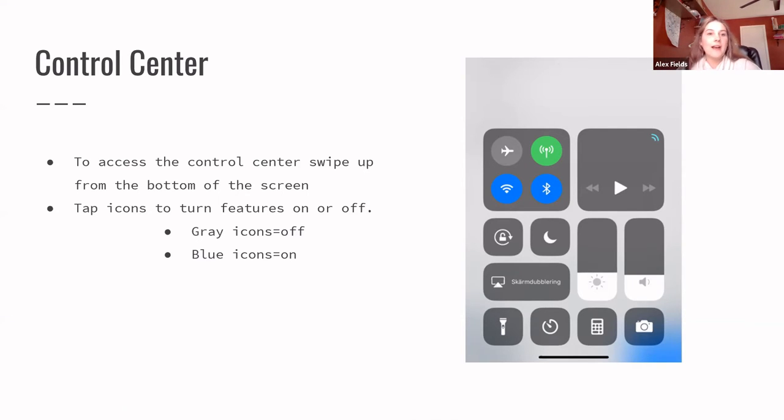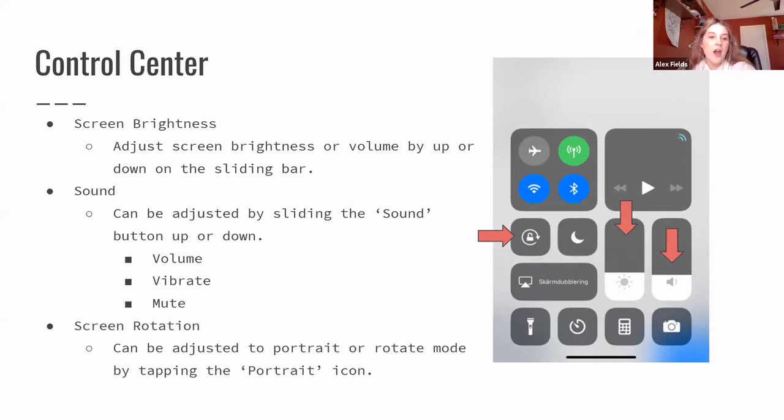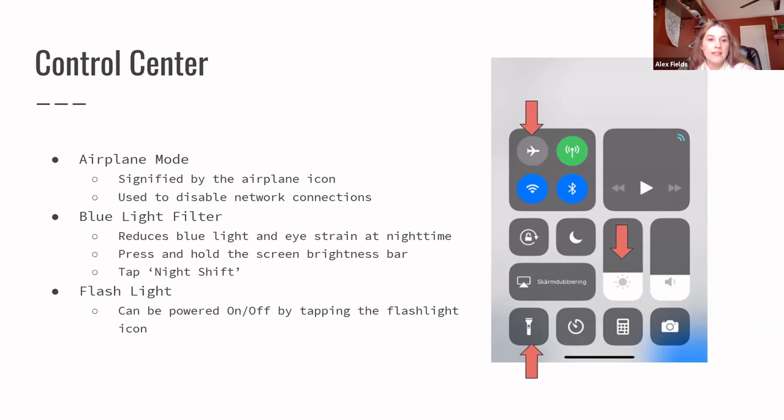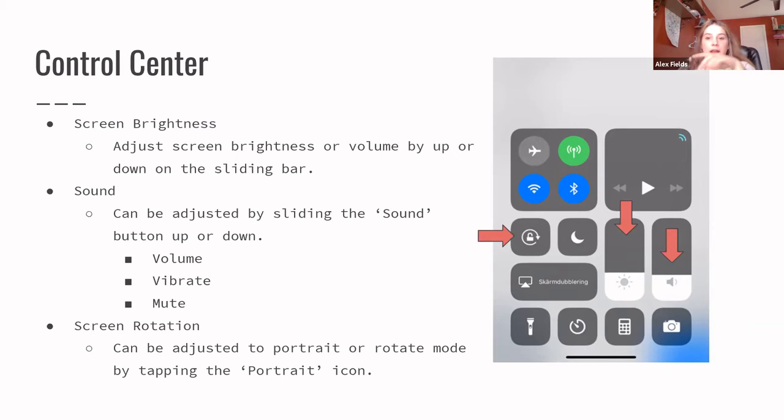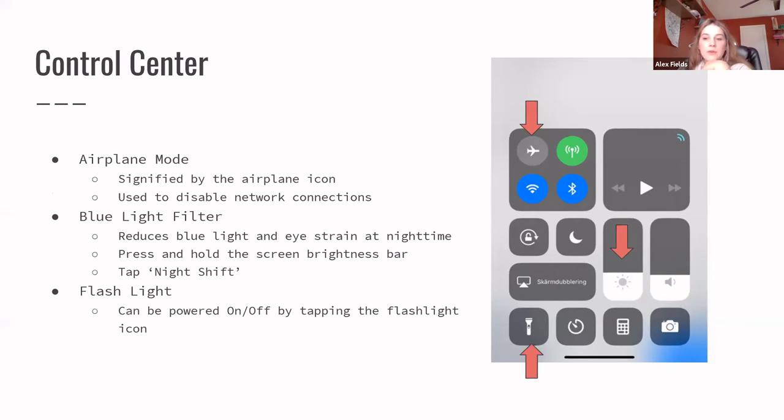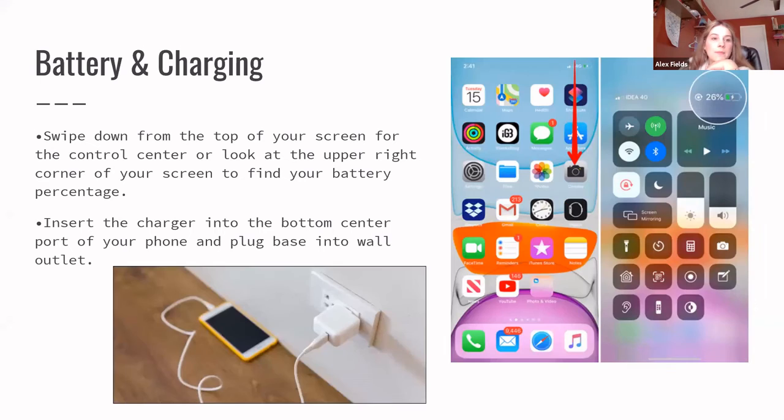All right, so I'm going to go ahead and move on. Oh, I had a slide going over all of these different parts that I kind of forgot that I did. But yes, so again, screen brightness is the one with the sun, and then sound is the one with the microphone. And then we have battery and charging.